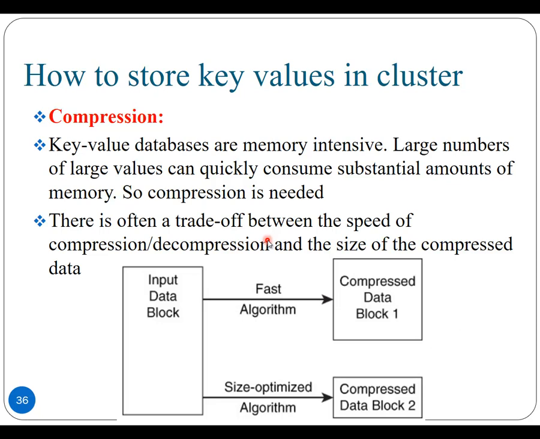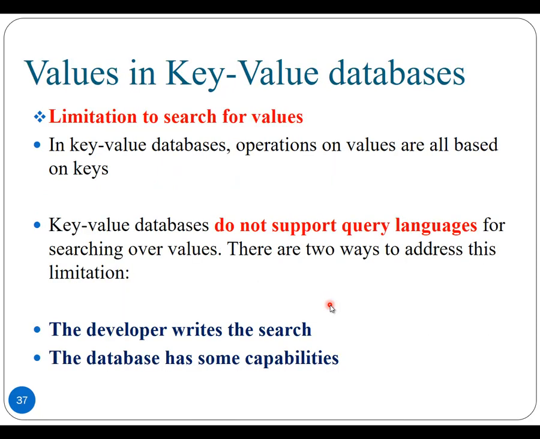and with some of these methods, the compressed data is very small, but the algorithm is not very fast. But there are some compression algorithms that are fast, but the data being compressed is bigger. So we have to select one of these algorithms for compression.